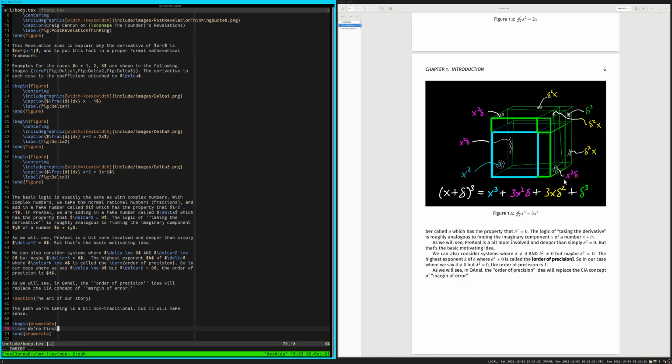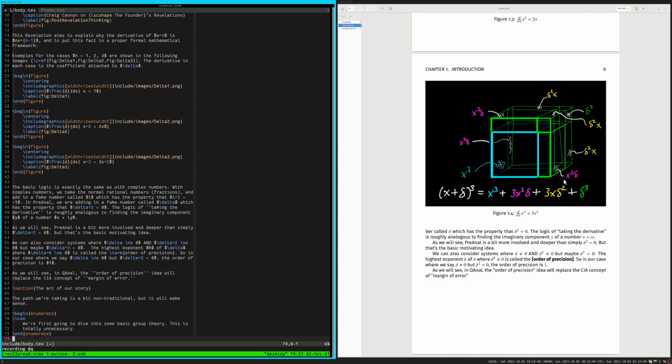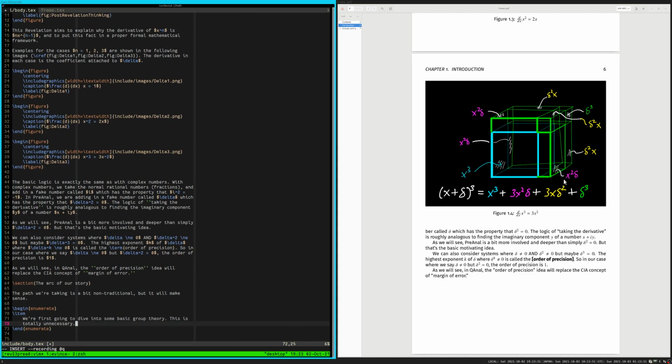We're first going to dive into some basic group theory. This is totally unnecessary. I could give this presentation without using group theory.